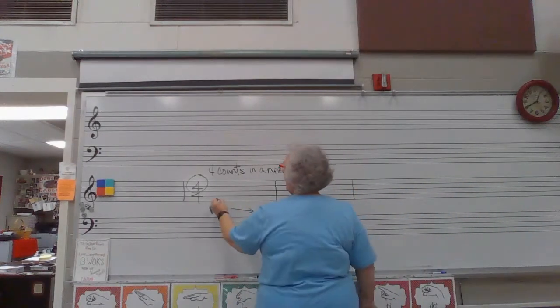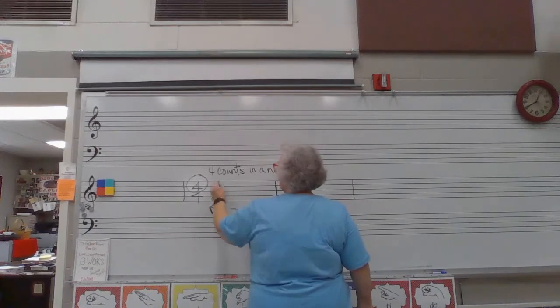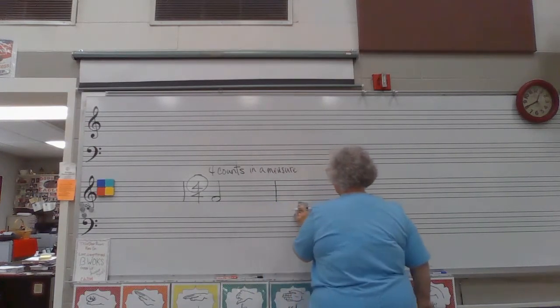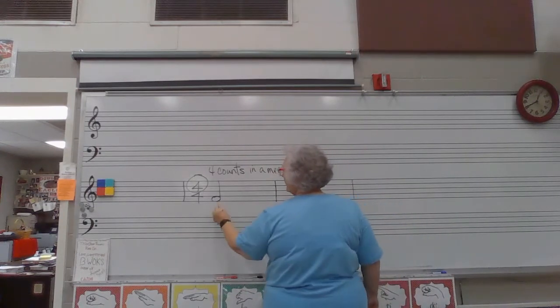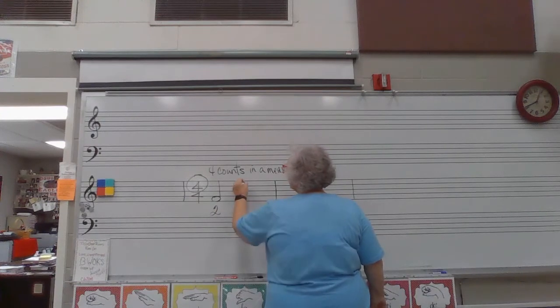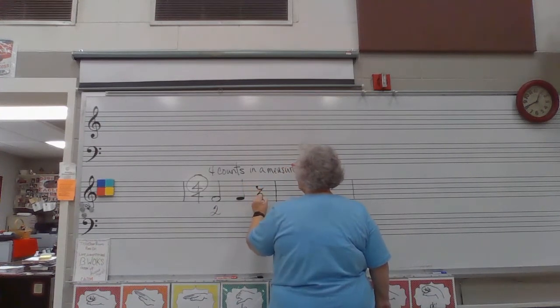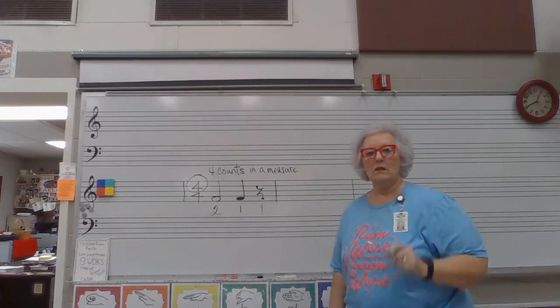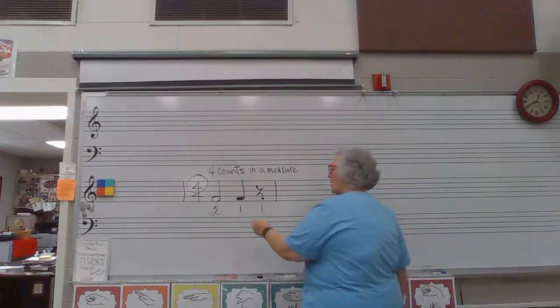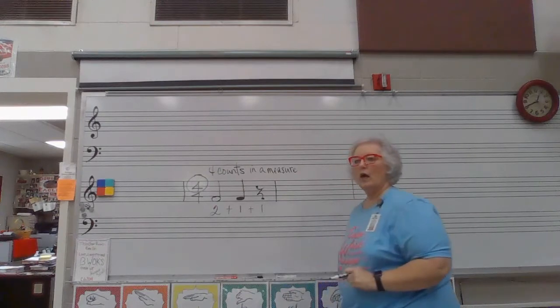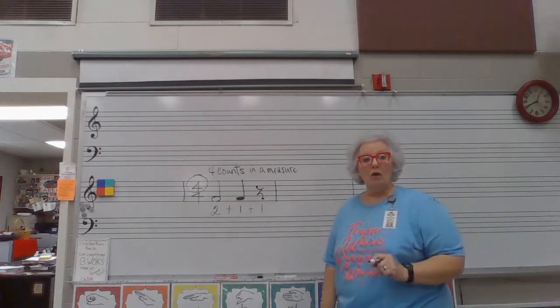We could have a half note that's going to get 2 counts. Let me erase these arrows here. A half note that's going to get 2 counts. And then we could have a quarter note. And then we could have a quarter rest. So those would each get 1 count apiece. So 2 plus 1 is 3, plus 1 is 4. There's our measure, all full.